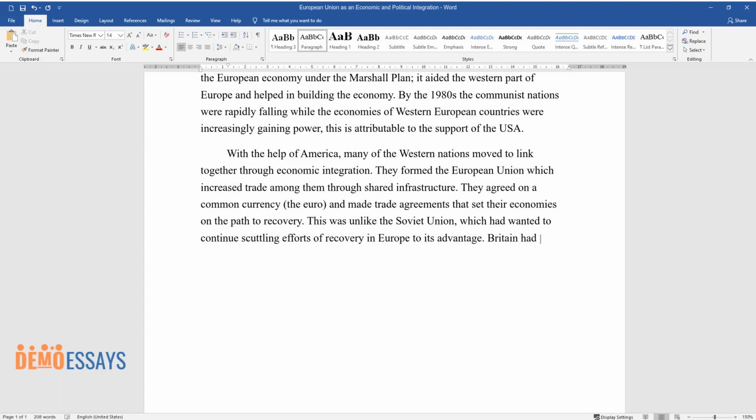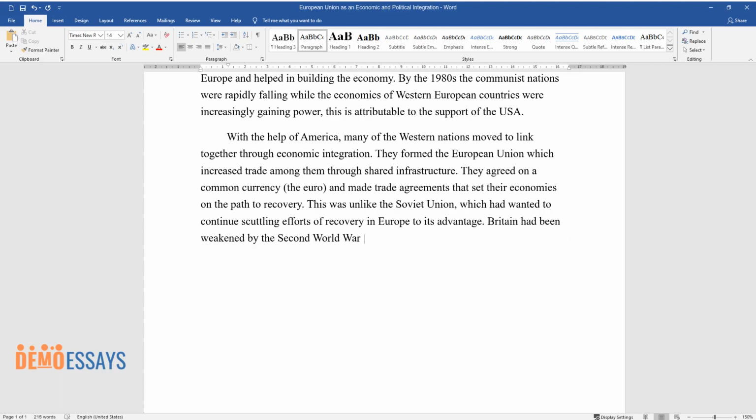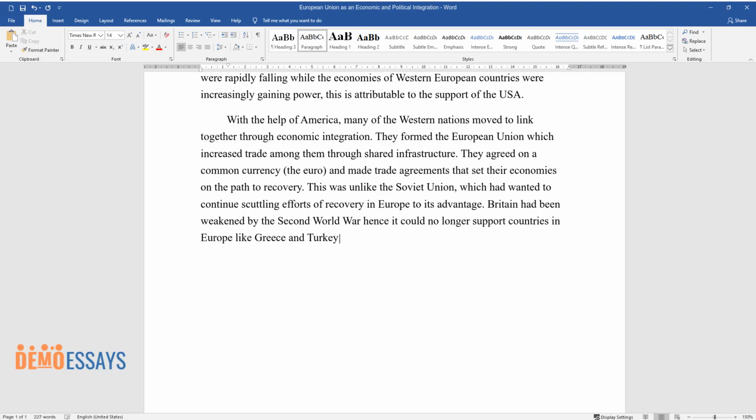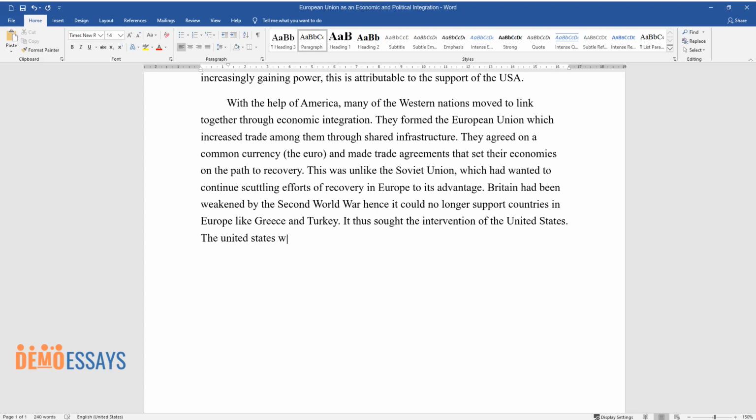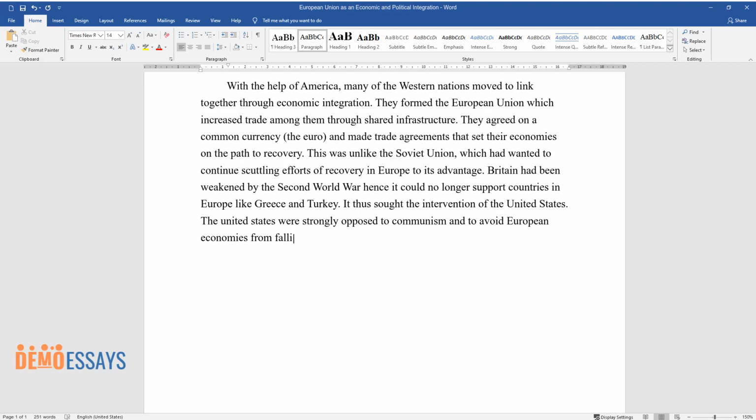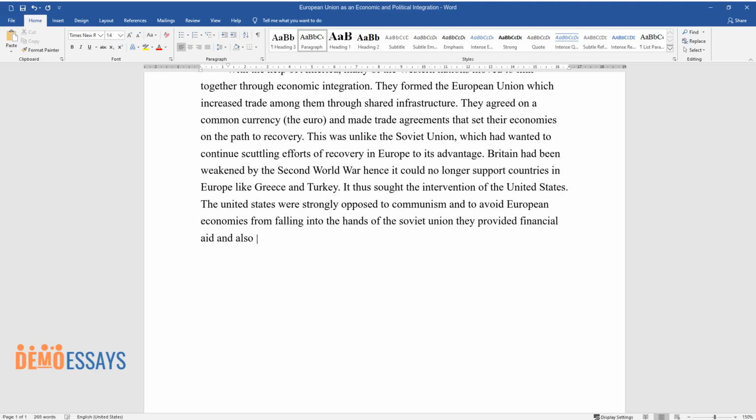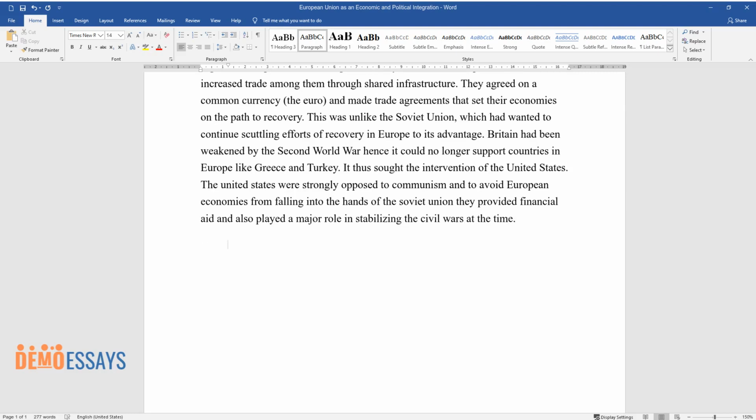Britain had been weakened by the Second World War, hence it could no longer support countries in Europe like Greece and Turkey. It thus sought the intervention of the United States. The United States was strongly opposed to communism, and to keep European economies from falling into the hands of the Soviet Union, they provided financial aid and also played a major role in stabilizing the civil wars at the time.